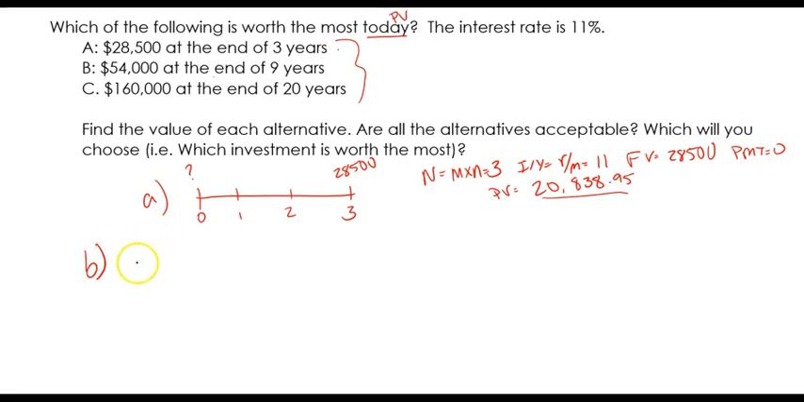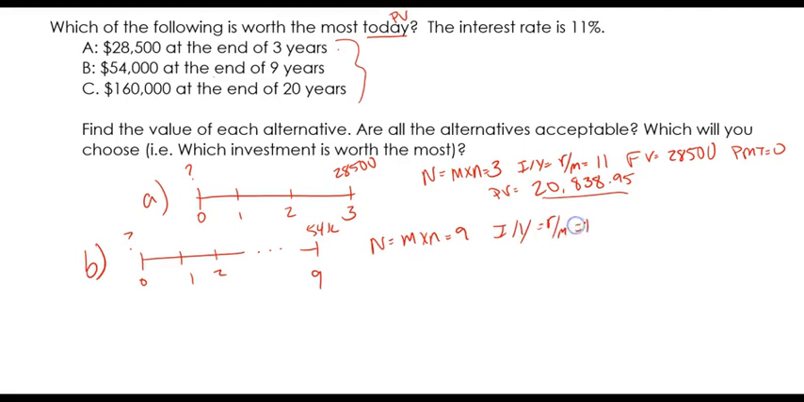So let's look at option B. $54,000 at the end of 9 years. How much is that worth today? So bringing an apples to apples comparison. 9 years at 11%. The future value is $54,000 and the payment is 0. How much would that be worth today? And whenever I calculated it, I got $21,109.94.